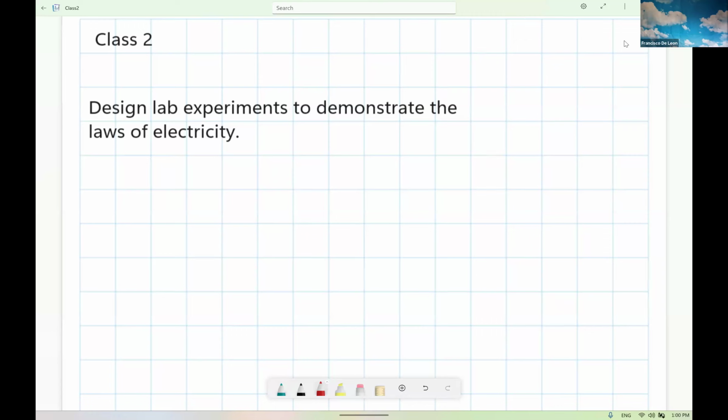Okay, so we are going to discuss a little bit about any experiments that you can come up with to demonstrate the laws of electricity, and it's quite simple, right? We have only two. We have Ampere's law and Faraday's law.